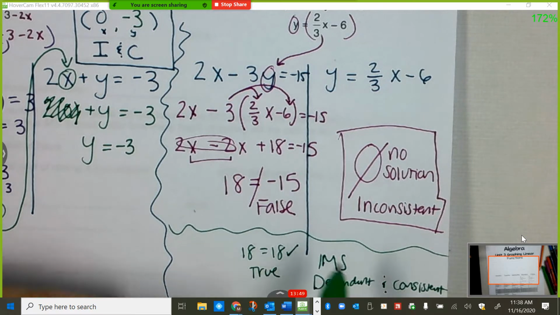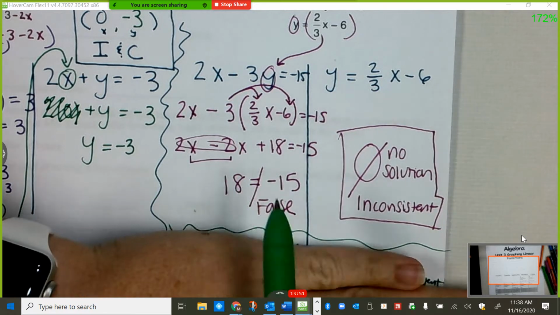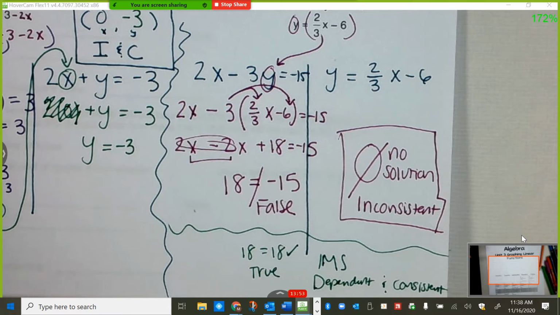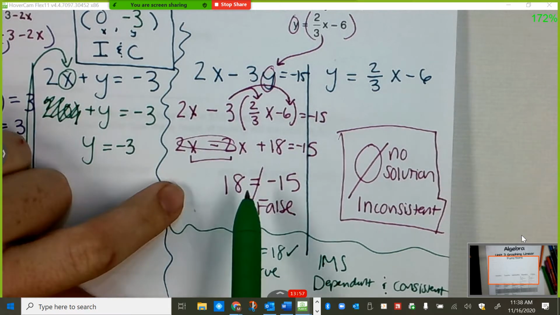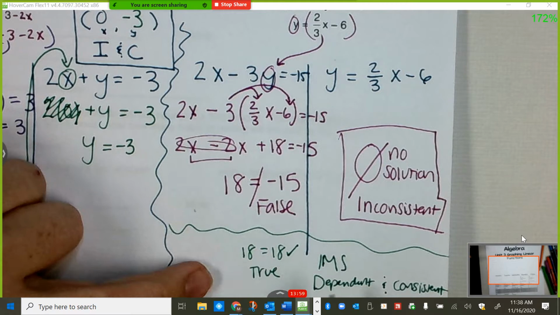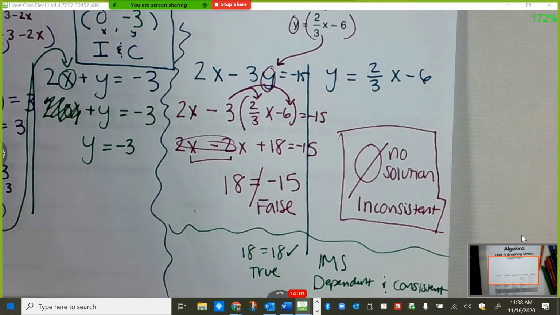So remember, that's hypothetical. That's obviously not the answer to this one, but I just wanted to show you, because we don't do an example of that, that if you got down to this point where your letters canceled and it was true, it would be IMS, dependent and consistent.